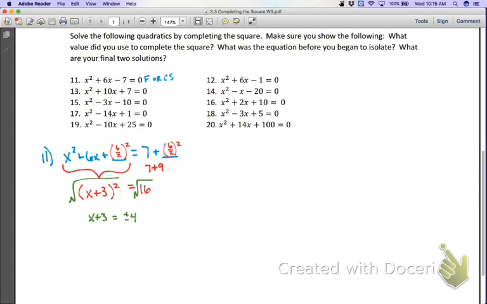So, how do I get rid of the 3 on the left side? Subtract. So I'm going to subtract 3 from both sides. So I have x equals negative 3 plus or minus 4. Now, I'm not going to leave it like that because it's going to actually give me a value. So what is negative 3 plus 4? 1. So there's one answer. What is negative 3 minus 4? Negative 7. Yep.